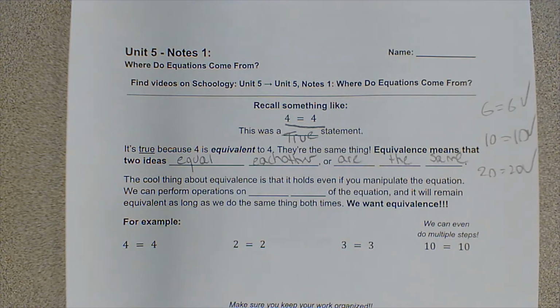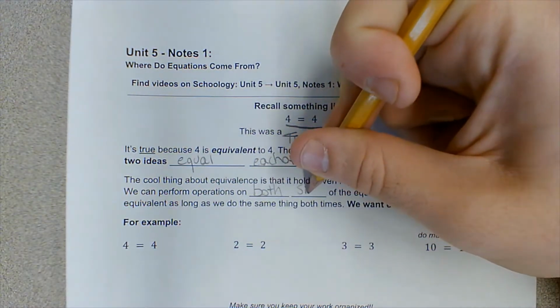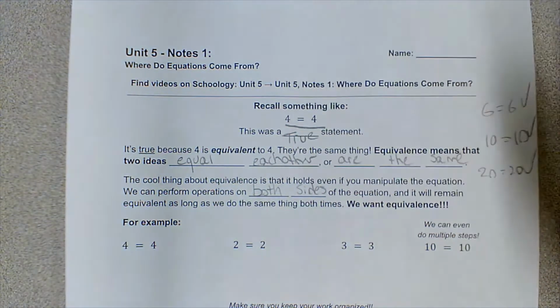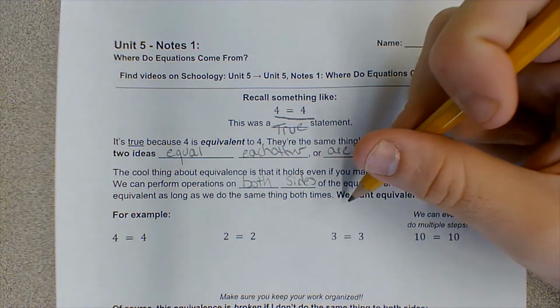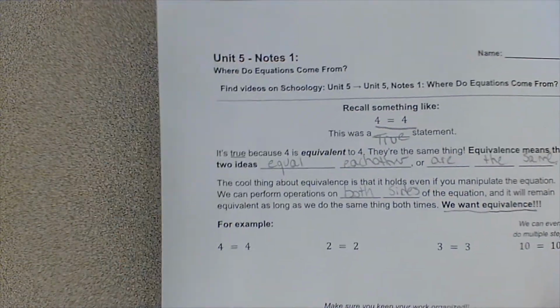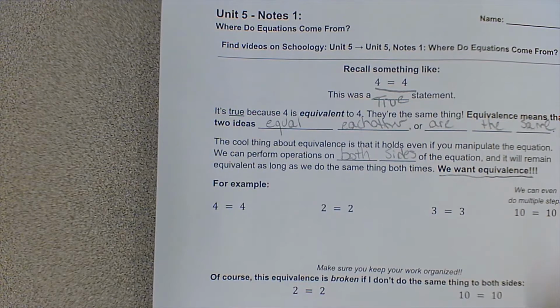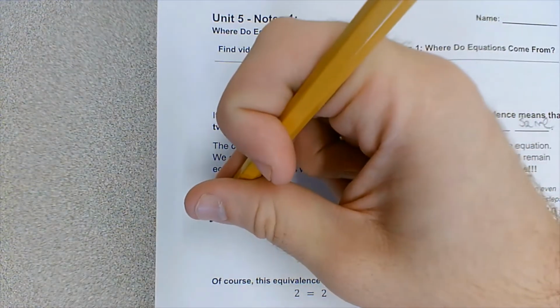The cool thing about equivalence is that it holds even if you manipulate the equation. We can perform operations on both sides of the equations, and it will remain equivalent as long as we do the same thing both times. Again, we want equivalence. Okay, so let's take that 4 equals 4 again. I could do anything I wanted to this equation, as long as I do the same thing on both sides of the equation. So, just to mix something up, let's do plus 2.